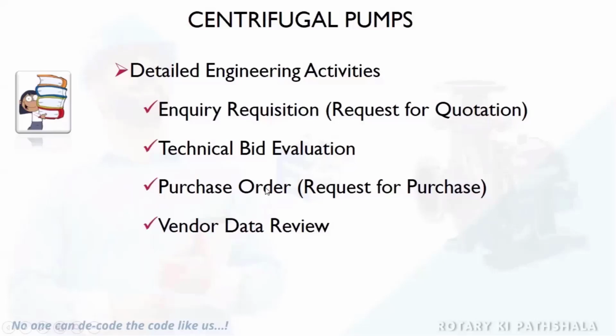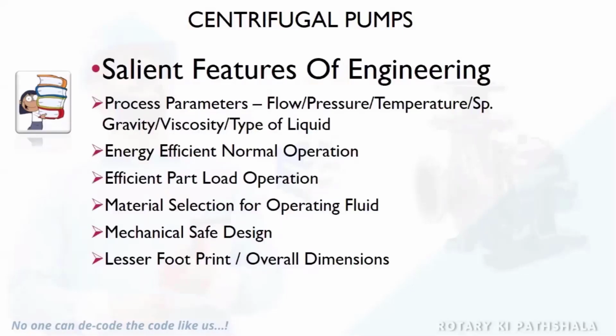Once the purchase order is issued to the equipment vendor, the vendor will start submitting the vendor data, which is called the engineering of the centrifugal pump. Based on the vendor data review, you will finalize. Once all the drawings and data sheets are approved for construction, the construction at the site will start, so you don't mess up the construction activity on site. Before that, all the major parameters and design aspects should be approved from your end as a rotary equipment engineer. Now, next is the salient features of engineering.